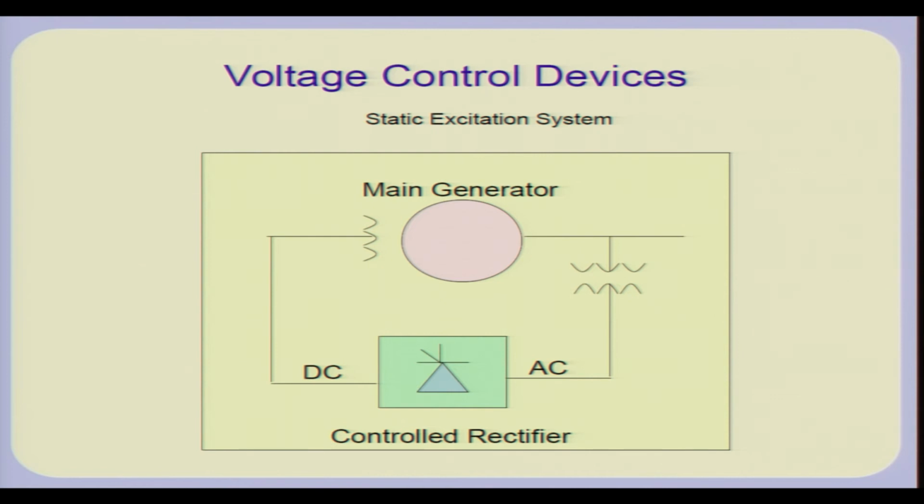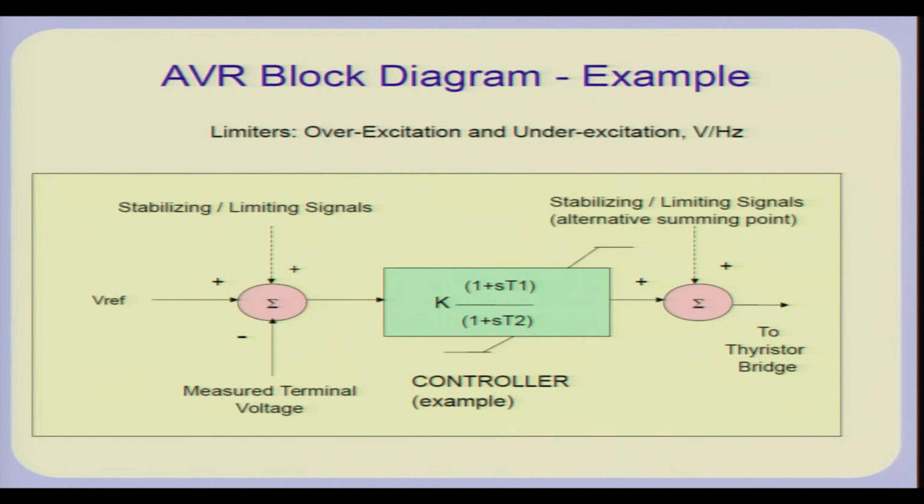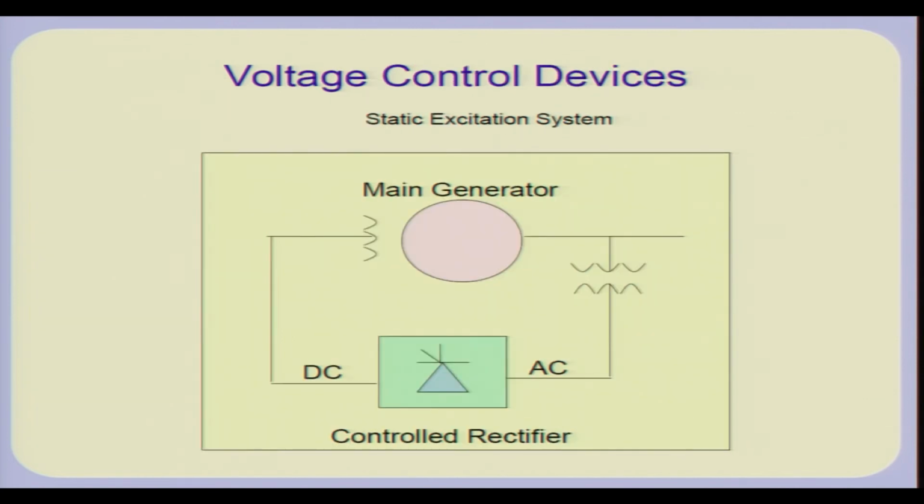Before we go ahead, let us consider what kind of voltage control devices we have. We have a static excitation system, for example. Here we have shown a static excitation system of a generator. This is the automatic voltage regulator, a typical automatic voltage regulator of a synchronous generator, where voltage is regulated. It is used in conjunction with the static excitation or brushless excitation equipment.